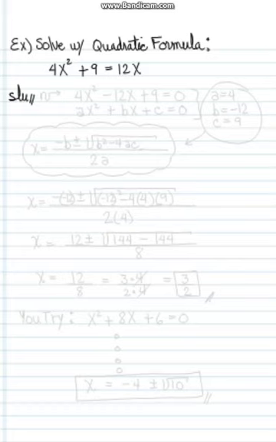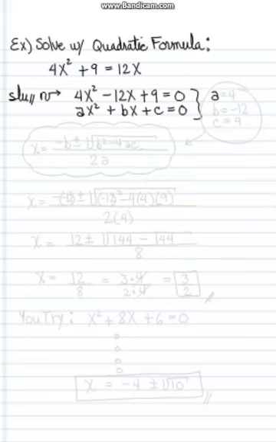So the first thing we're going to do to solve this using the quadratic formula is get the equation into the ax squared plus bx plus c equals 0 form in order to identify the values for a, b, and c. So we move the 12x over, and we have this form. And right below, we'll write ax squared plus bx plus c equals 0. That's the general form. So a is equal to 4, b is equal to negative 12, and c is equal to 9.